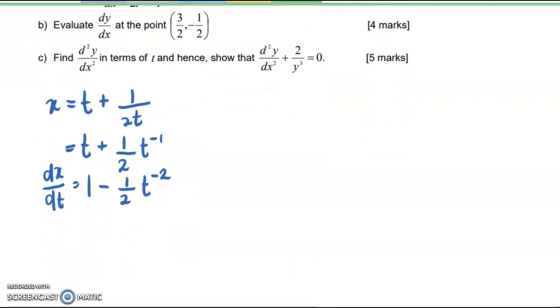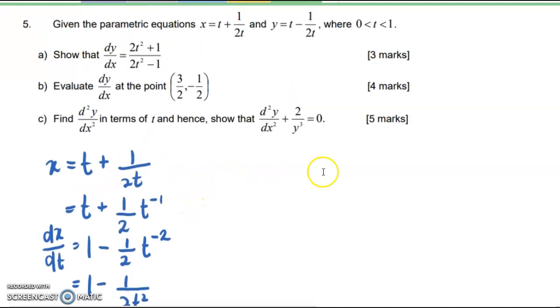Okay, lepas ni kita nak apply chain rule. Kita lebih baik jadikan ini sebagai fraction. So we have 1 minus 1 over 2t square. Okay, kalau cikgu samakan bawah, cikgu akan dapat 2t square minus 1 over 2t square. Okay, done for the x equation.